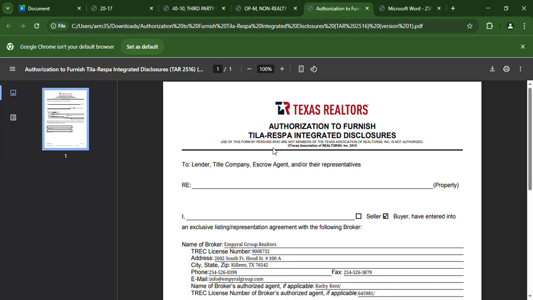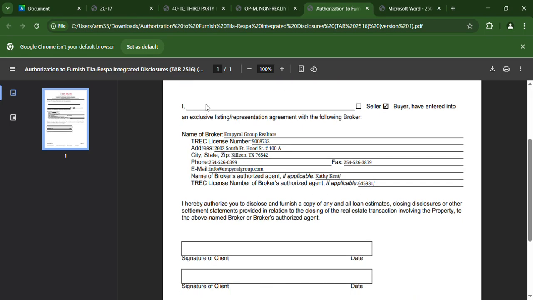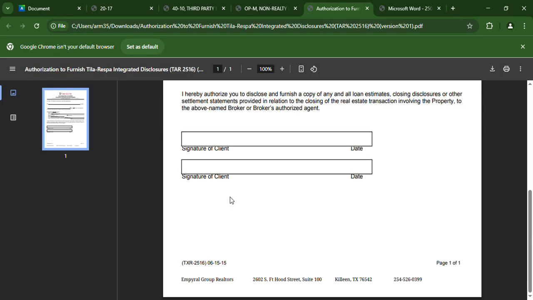And this is authorization to furnish full and rest for integrated disclosures. This is basically to the lender, title company, and escrow or their representatives about this property. I, your name, the buyer, have entered into an exclusive listing representation agreement with the following broker, and this is my information saying that I'm your agent, and you do your signature here.